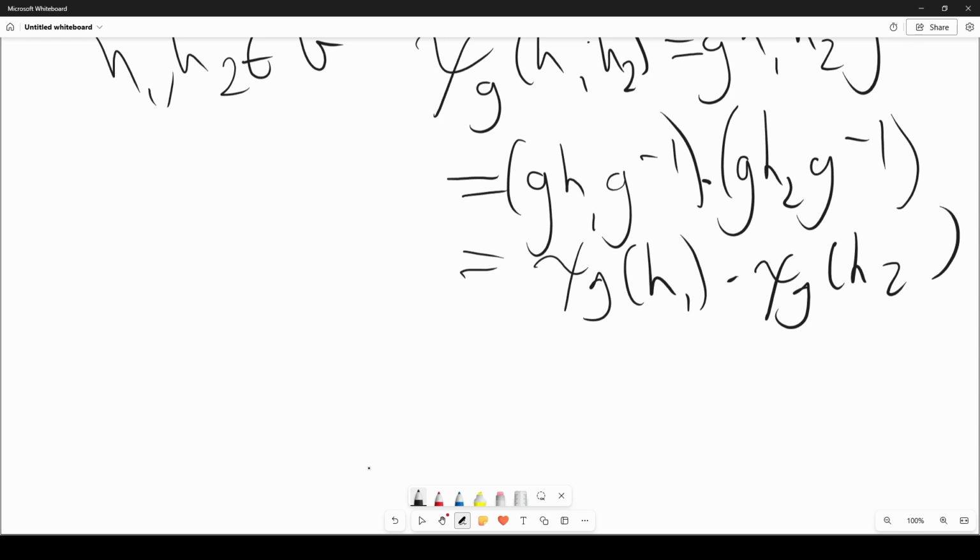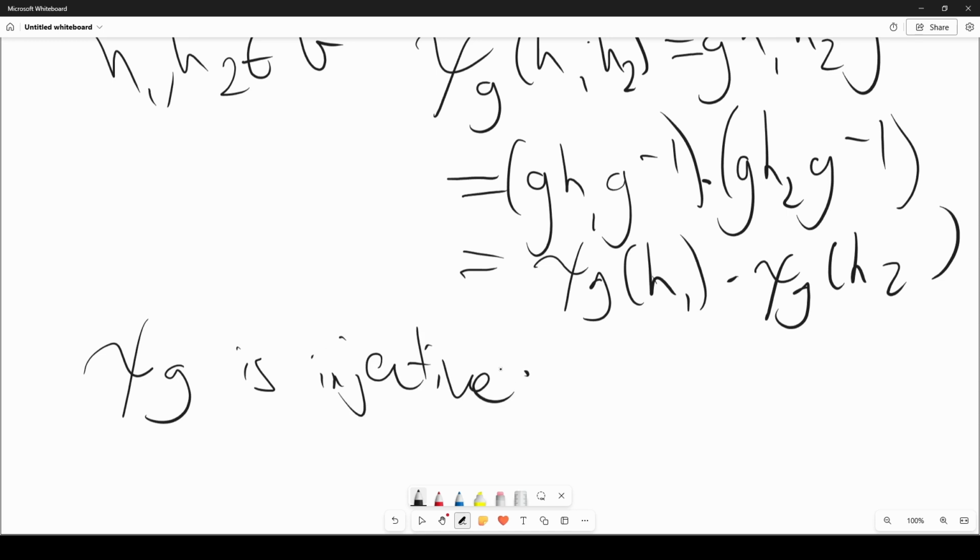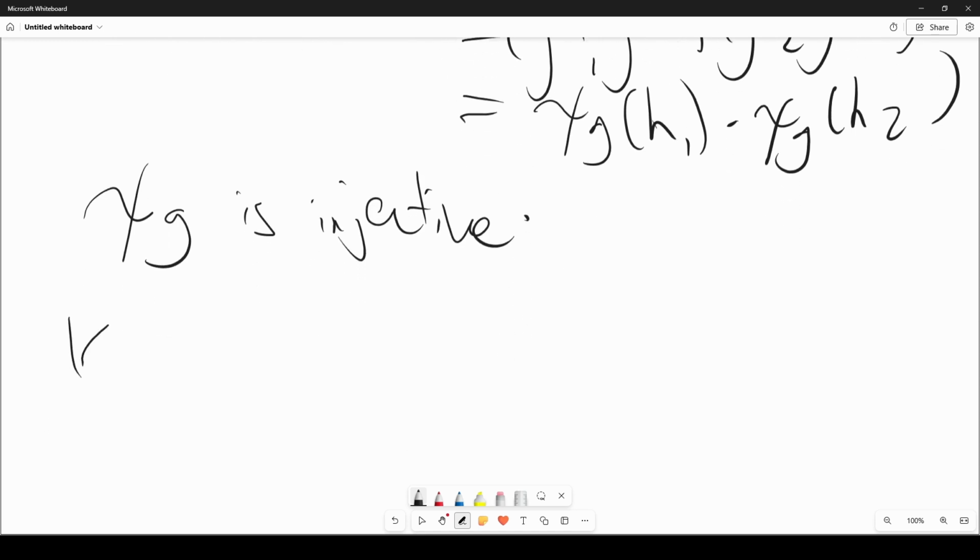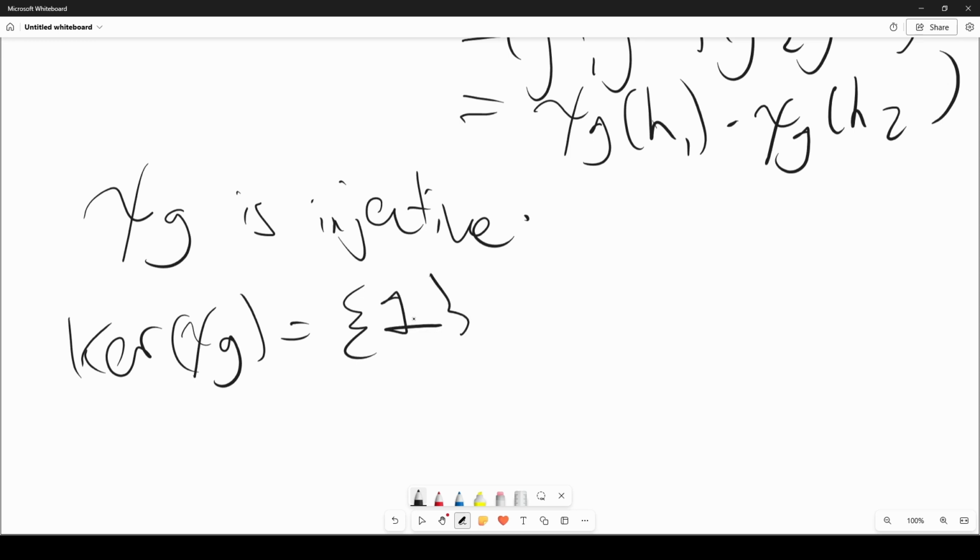And now, to prove it's bijective, since it's just going from G to itself, we need only prove it's either injective or surjective. But if you remember, we proved a very nice theorem about how to prove a homomorphism is injective. So let's try to do that. We want to prove that psi sub g is injective. The theorem told us that this is equivalent to proving that the kernel of psi sub g equals just 1 in G.